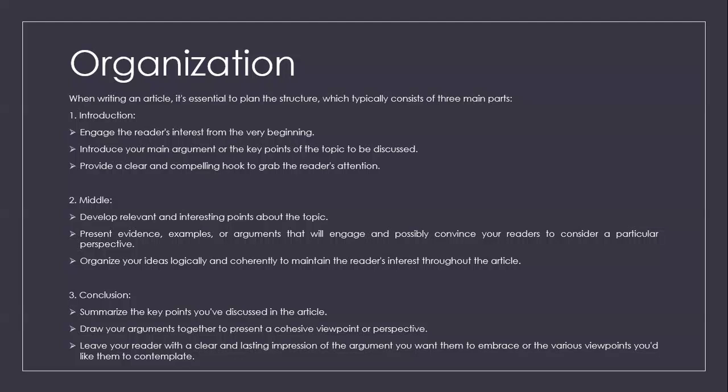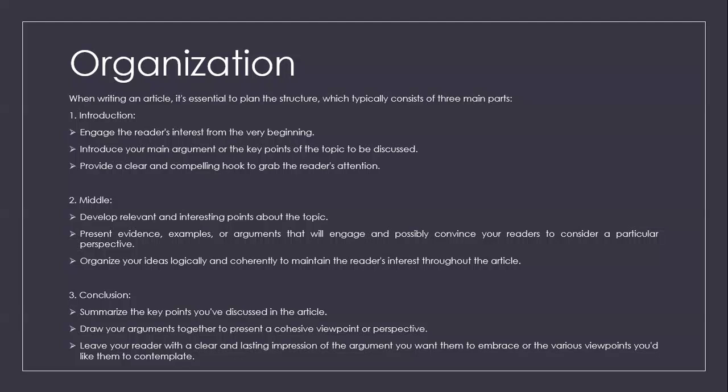Middle is the point where you are going to develop your ideas. You are going to present interesting and relevant points supported by examples, facts, or persuasive arguments. You need to keep your ideas organized and flowing logically to maintain the reader's engagement and guide them towards your perspective.